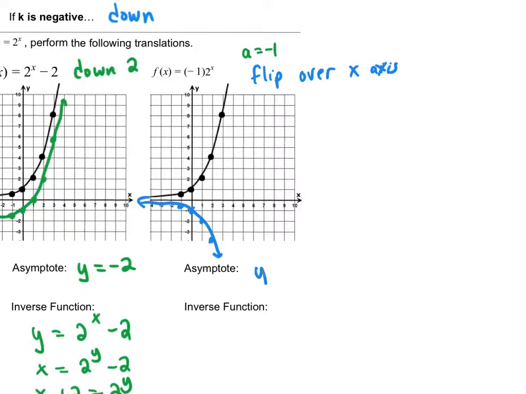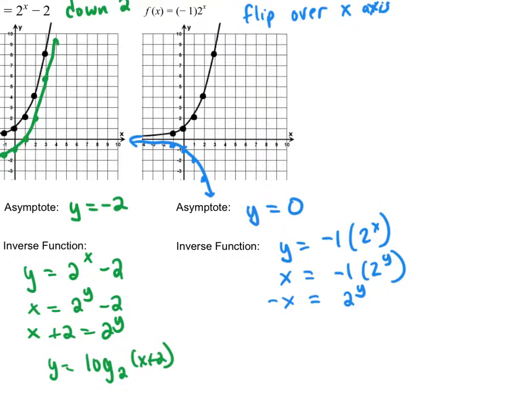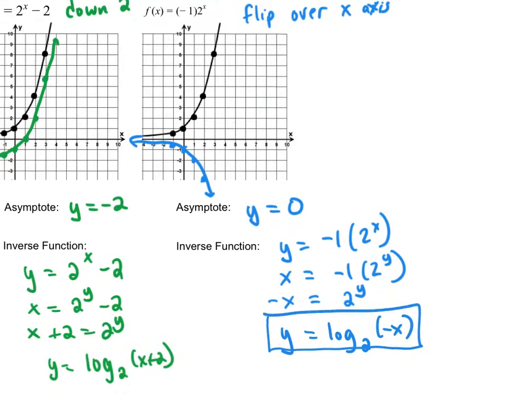So the asymptote actually doesn't change. The range would obviously change, because now it's negative infinity to 0, but it just flips. So, inverse function, y equals -1, 2 to the x. So if I flip it, I get x equals -1, 2 to the y. So I'll just multiply it to both sides to get -x equals 2 to the y. And then if I change to log form, we get y equals log base 2 of -x, just doing that rearrangement. Very important to get that rearrangement down for the log functions.